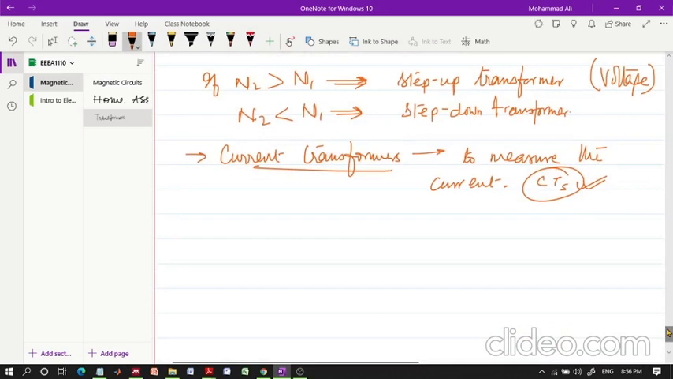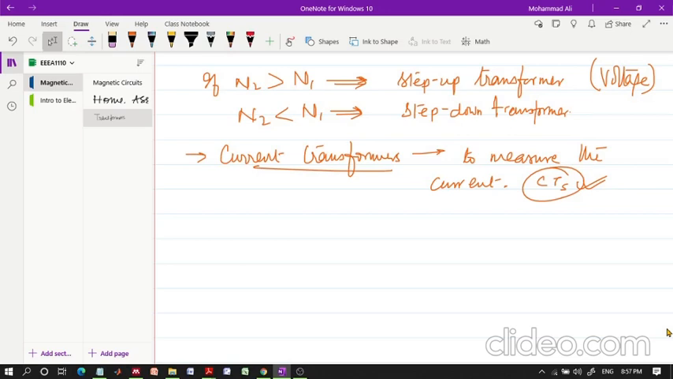And another classification that we have already discussed was based on the construction, that is, how we are placing the windings. There was one case in which we place them around the core: first the primary winding or the low voltage winding, then insulation, then over that another insulation, and then over that the high voltage winding. This type was known as the core type construction.